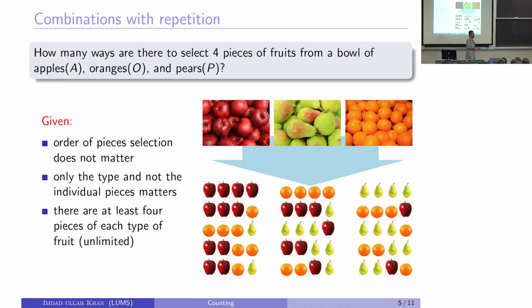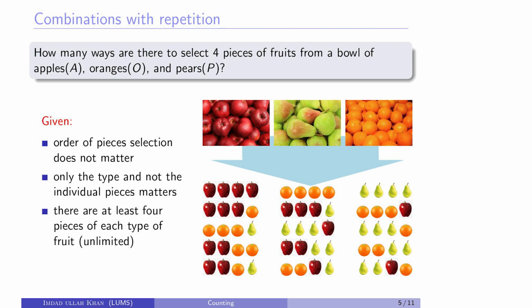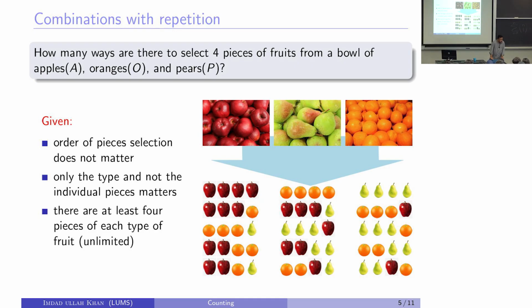Here is where I actually worked it out. There are a lot of apples available, a lot of pears, and a lot of oranges, and these are the possible ways you can choose this. There should be 15 possibilities. Is the question clear? This is a subset of these 3 objects.